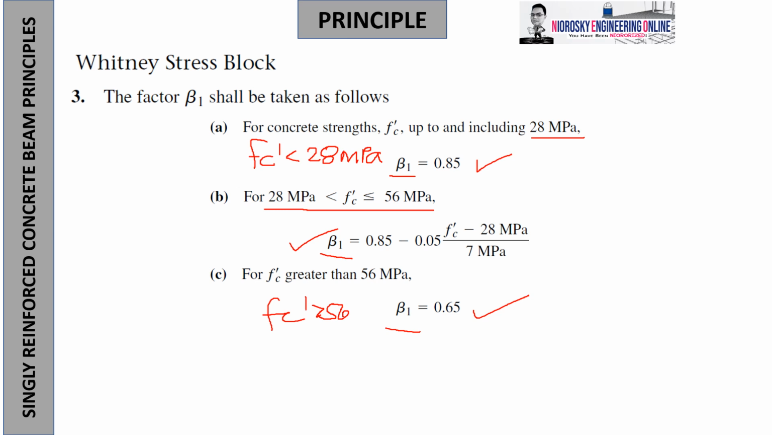So the code says for every 7 megapascal of change, there should be an increase or a decrease of 0.05 on each side, or 0.05 as a gradient, no, in difference with the 28 megapascal relative to the compressive strength of concrete. But I want you to notice something.